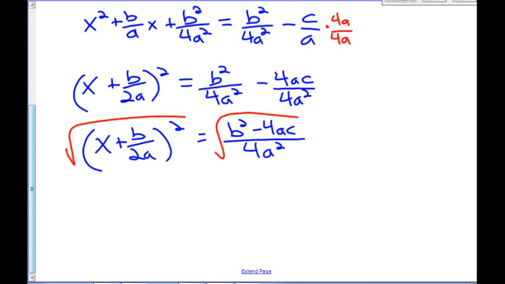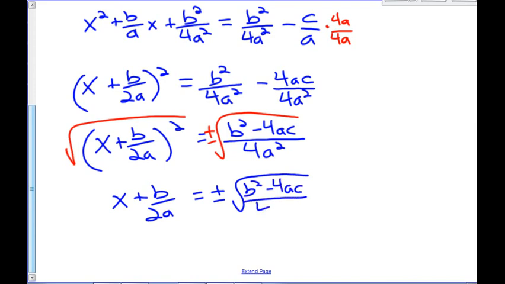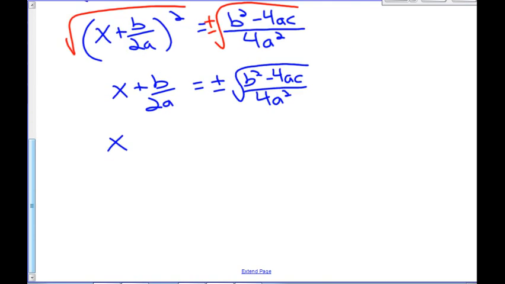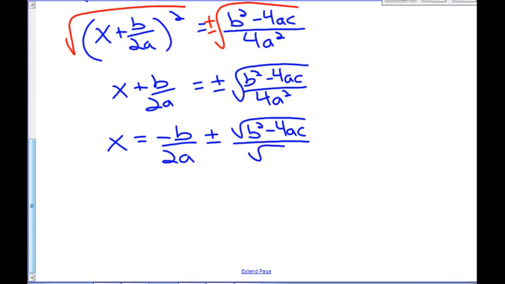We're going to square root both sides. Don't forget your plus or minus. So I'll have x plus b over 2a equals plus or minus the square root of b squared minus 4ac all over 4a squared. I can move that b over 2a to the other side. So I'll have negative b over 2a plus or minus square root of b squared minus 4ac over the square root of 4a squared, because the square root of the whole thing is just square root of the top over square root of the bottom.